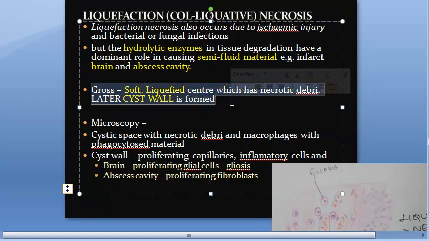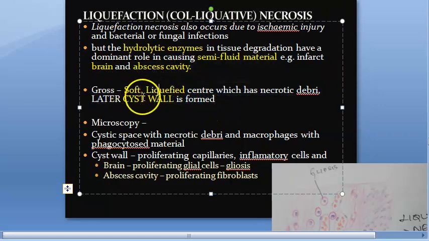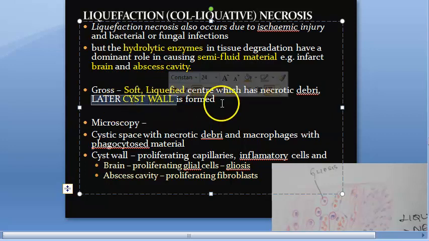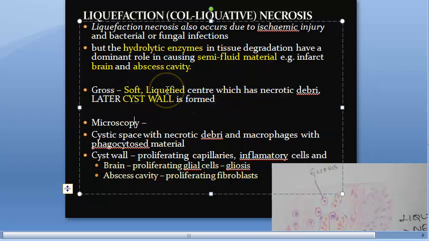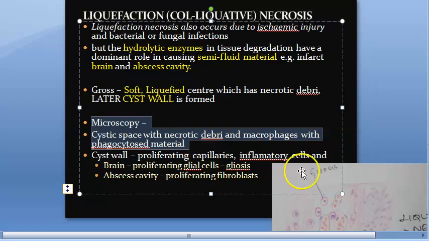Gross, how will it be? Here it will be soft, liquefied, and there will be a cystic wall which will form later on. So what is there in this liquefaction necrosis? There are necrotic debris which has the macrophages which have phagocytosed the material, the cells. Microscopy, you have a cystic space which is surrounded by a cystic wall. The cystic space has the necrotic debris and the macrophages with the phagocytosed material, right? The necrotic debris will be in the cystic space.